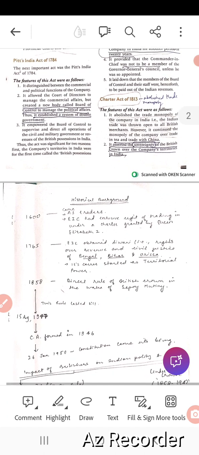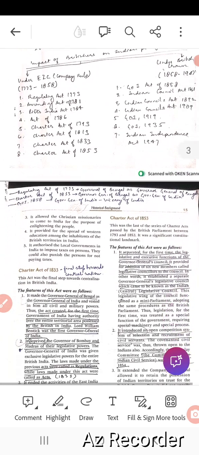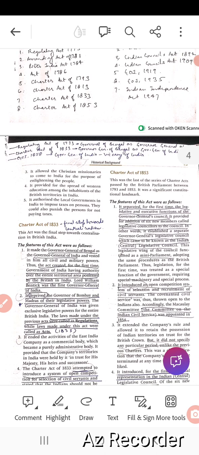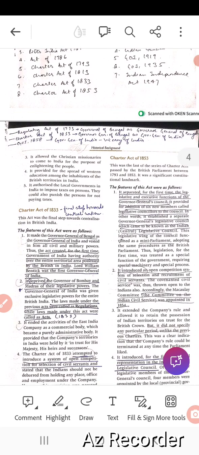Okay. The second important point is it asserted the sovereignty of the British Crown over the company's territories in India. So this Charter Act of 1813 further asserted the sovereignty of the British Crown over the East India Company's territories in India. Then the next point is it allowed the Christian missionaries to come to India for the purpose of enlightening the people. Before that they were not allowed, but after this act they were allowed to come to India and enlighten them about their religion.